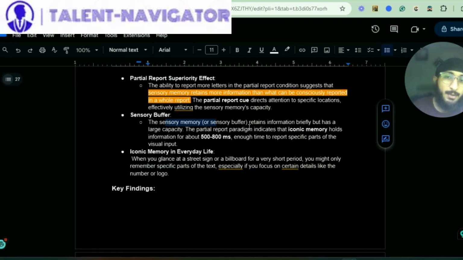Sensory buffer. The sensory memory or buffer retains information briefly but has a large capacity. The partial report paradigm indicates that iconic memory holds information for about 500 to 800 milliseconds, enough time to report specific parts of the visual input.